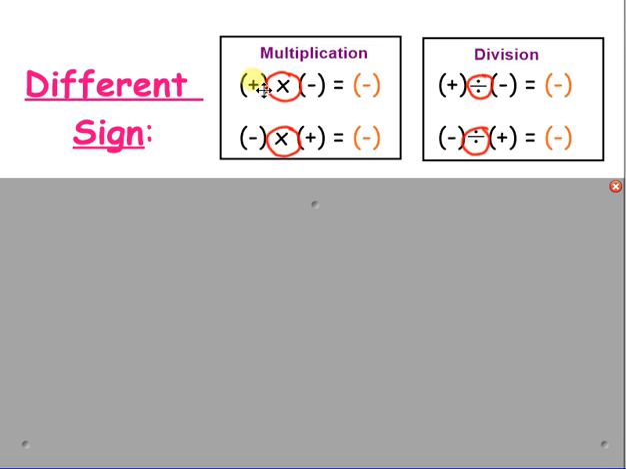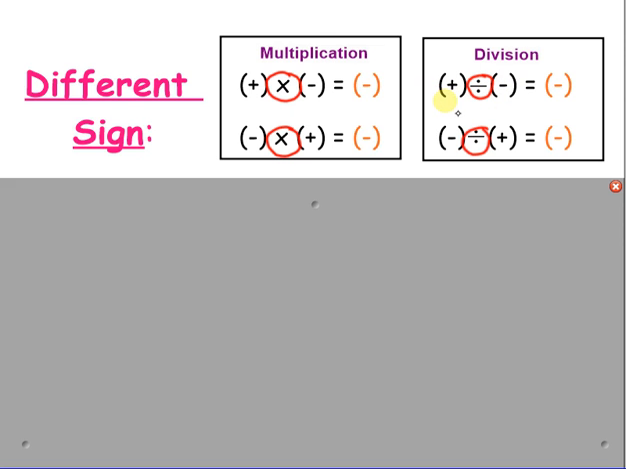So here, this is saying when your first number is positive and you're multiplying it by a second number that's negative, your answer is going to be negative. Flip that around. When your first number is negative and you're multiplying it by your second number that's positive, your answer will still be negative. Okay, so if you only have one number that's negative, it's going to be a negative answer.